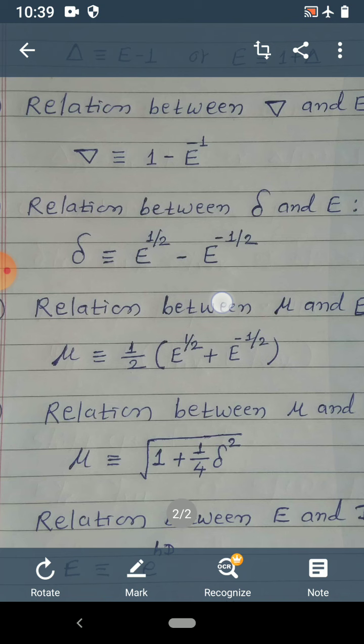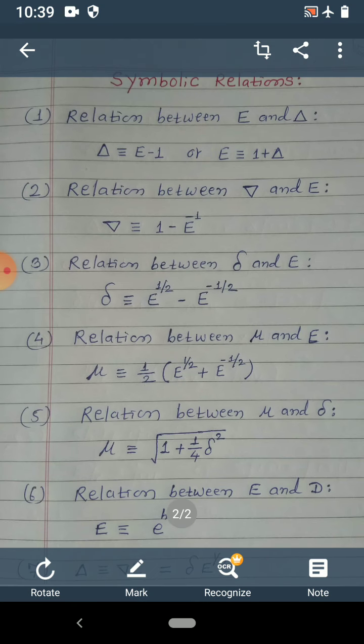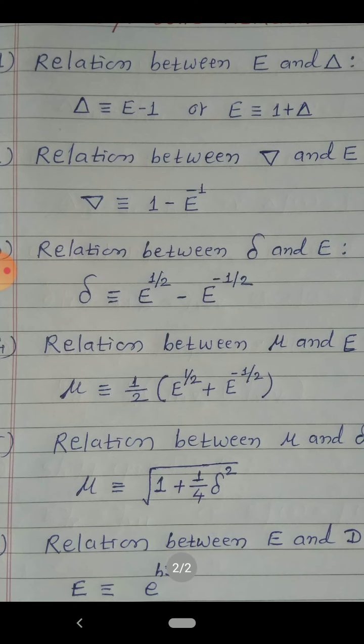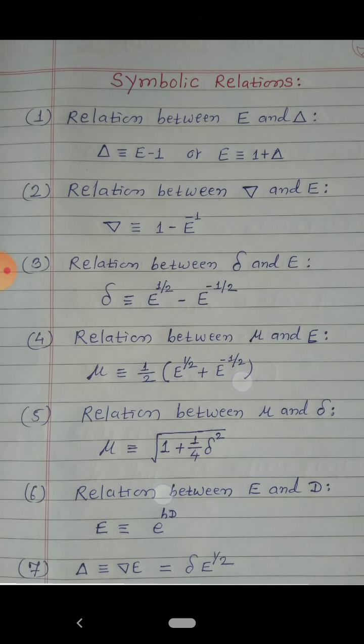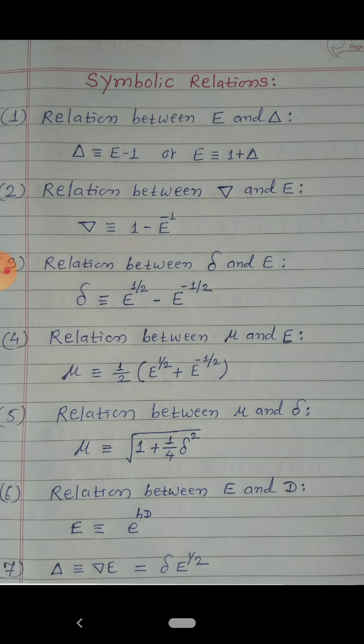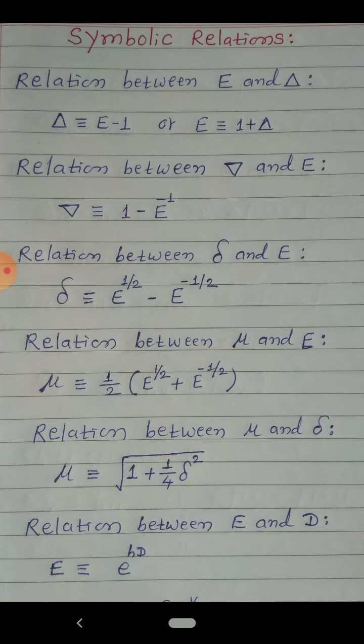And the third relation is between the central difference operator delta and the shift operator E. The delta is equivalent to e raised to half minus e raised to minus half. This is a relation between delta and E. And next, the relation between the averaging operator mu and the shift operator E, which is defined as mu is equivalent to half of e raised to half plus e raised to minus half.